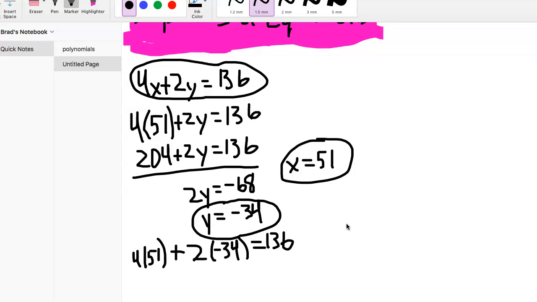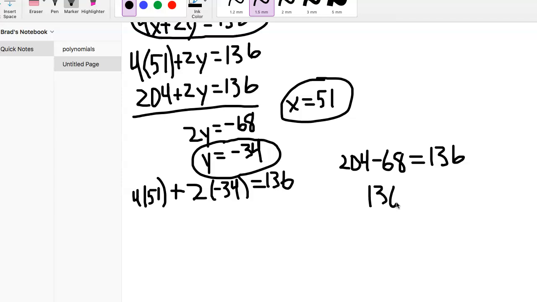So 4 times 51 was 204, and 2 times negative 34 is negative 68. That should equal 136. When I subtract 204 minus 68, what do you know, it equals 136. That's how you check it at the end. 136 equals 136. These take a little bit of time.